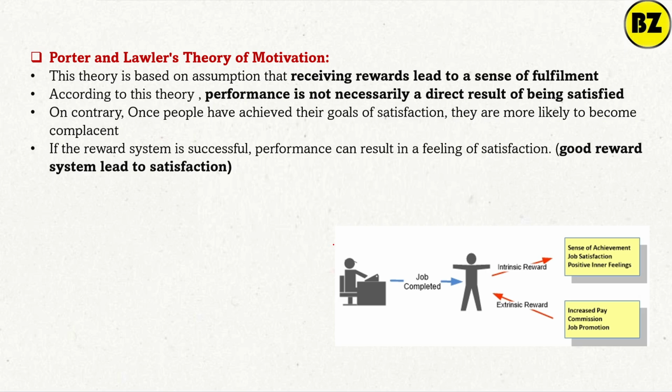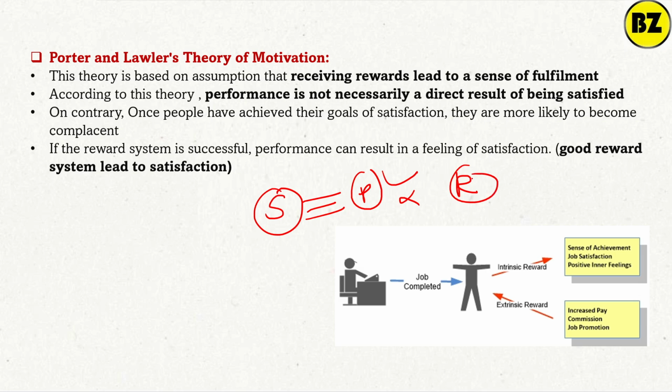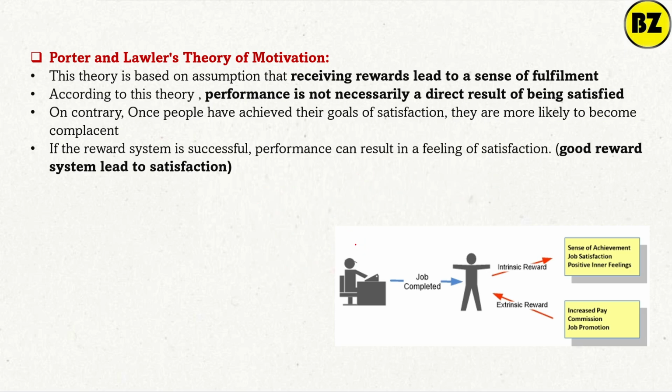So what they have assumed is that if you receive the reward, then you will have the satisfaction. But the reverse is not true. Remember, from the exam point of view, it is very, very important. If the person is satisfied, is it true that he has performed well? No, it is a wrong statement. According to the Porter and Lawler theory, if the performance is good, then he will have the sense of fulfillment, that is the satisfaction, right? And it is linked with the rewards.